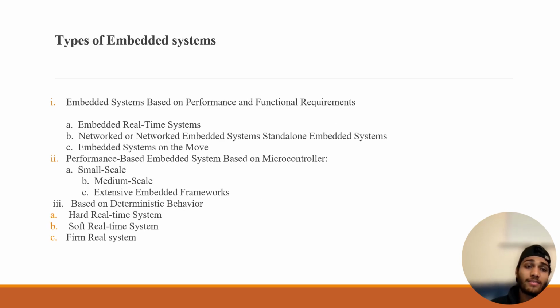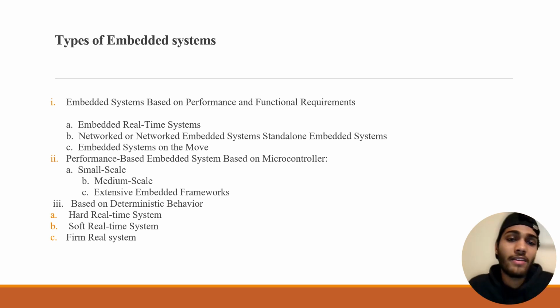The types of embedded systems. The embedded systems based on performance and functional requirements would be embedded real-time systems, networked embedded systems, standalone embedded systems, and mobile embedded systems.